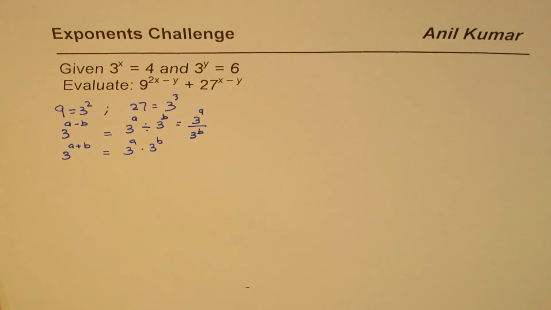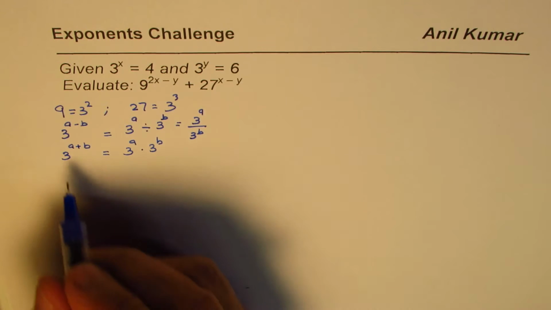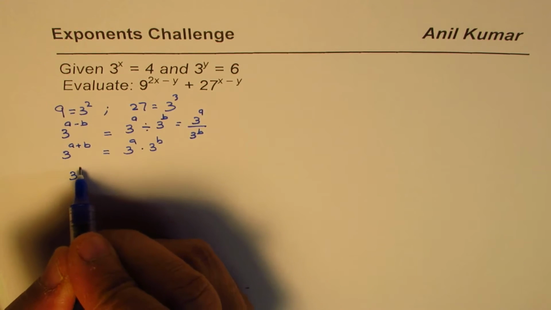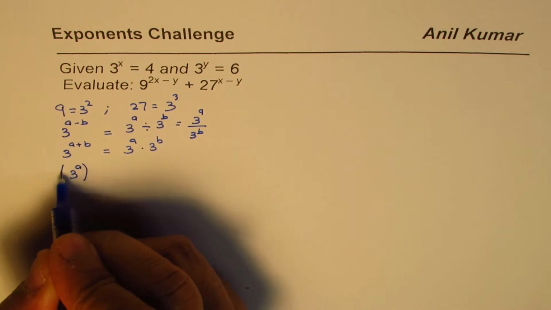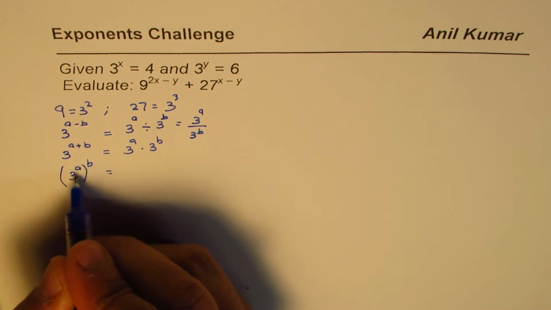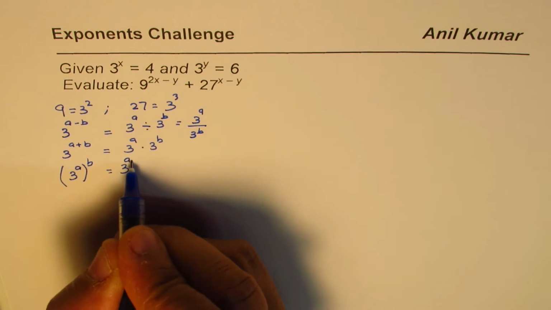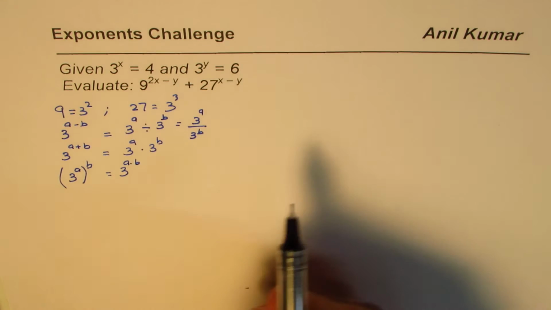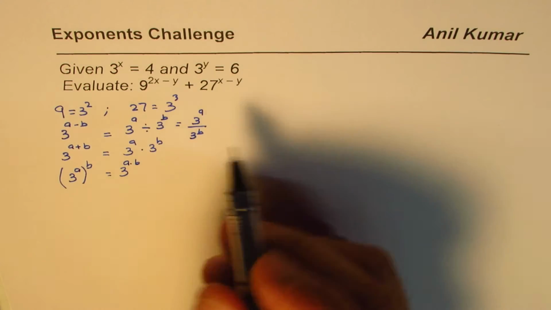It gets multiplied. There is one more rule which is called the power rule, which is if I have 3 to the power of a to the power of b, in that case these powers get multiplied. Is that okay? They get multiplied. So these are a few rules which we will use to solve the given equation, correct? Now let's see how to solve it.